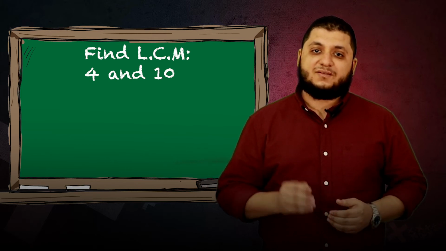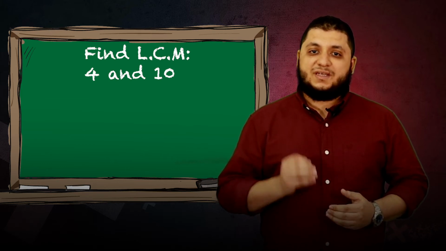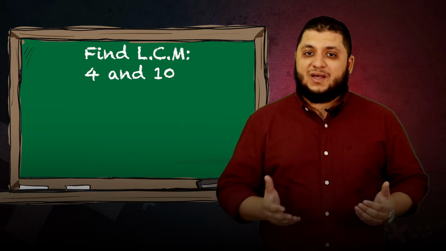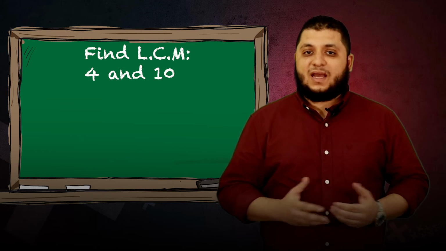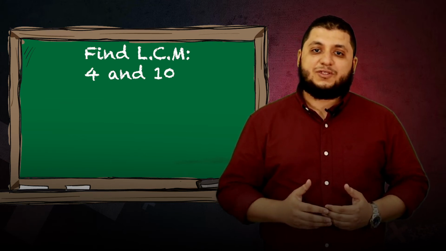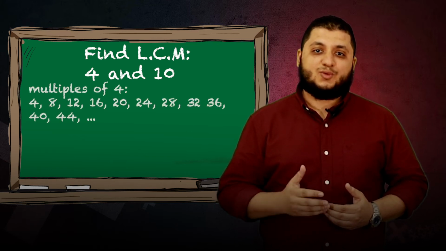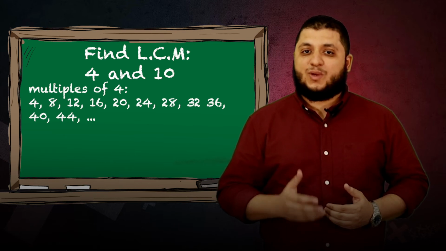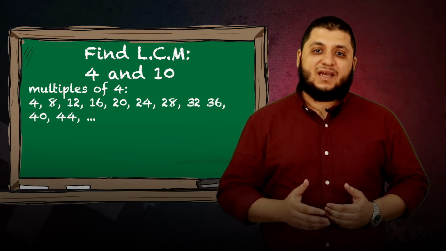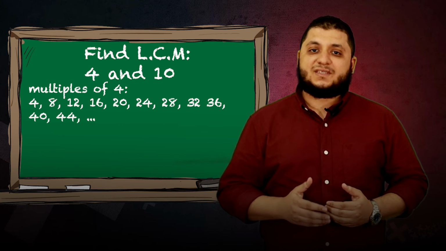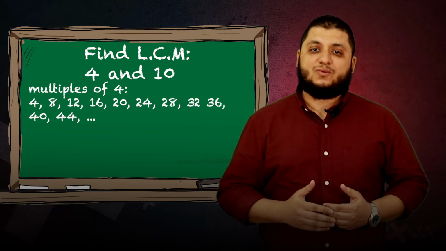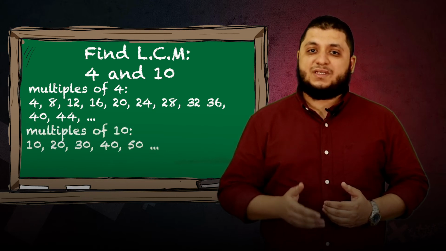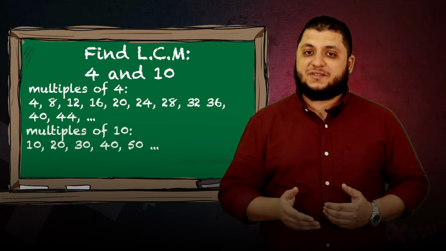Actually, multiples are the product of the number with each whole number. So they are infinite and we cannot write all multiples of the number. We can write some multiples of 4, which are 4, 8, 12, 16, 20, 24, 28, 32, 36, 40, 44, and so on. And some multiples of 10, which are 10, 20, 30, 40, 50, and so on.